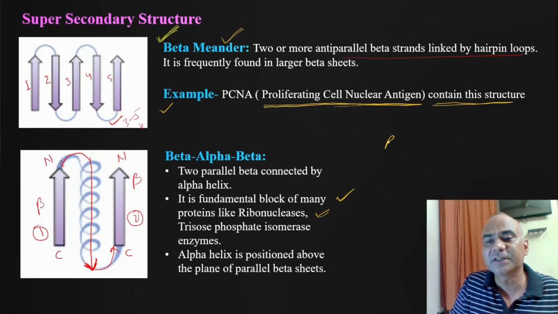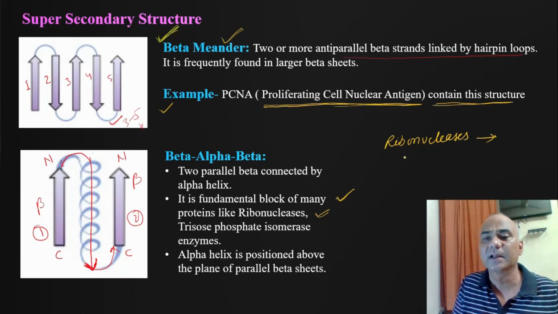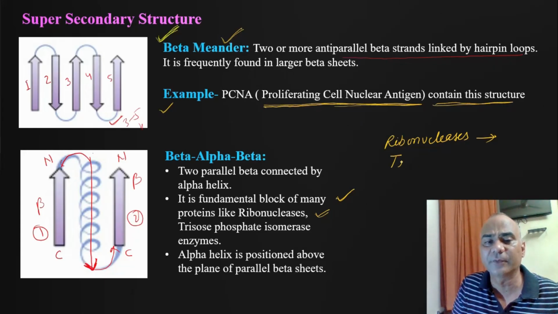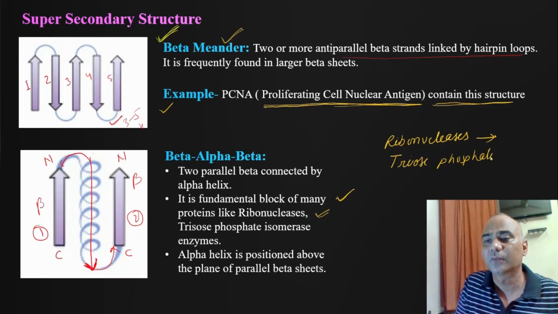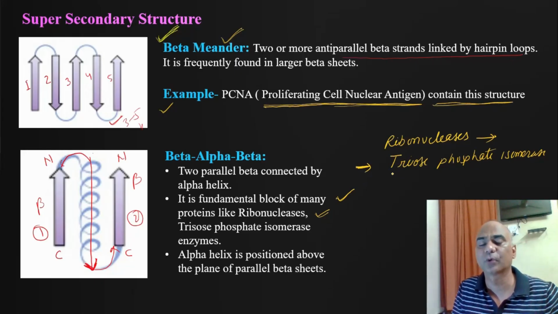ये जो ribonucleases होते हैं enzymes, ribonucleases enzyme comprises of the beta alpha structure, and another important enzyme which is the triose phosphate isomerase. Triose phosphate isomerase. This enzyme is used in the glycolysis. This enzyme, which is a protein, also contains such kind of super secondary structure.